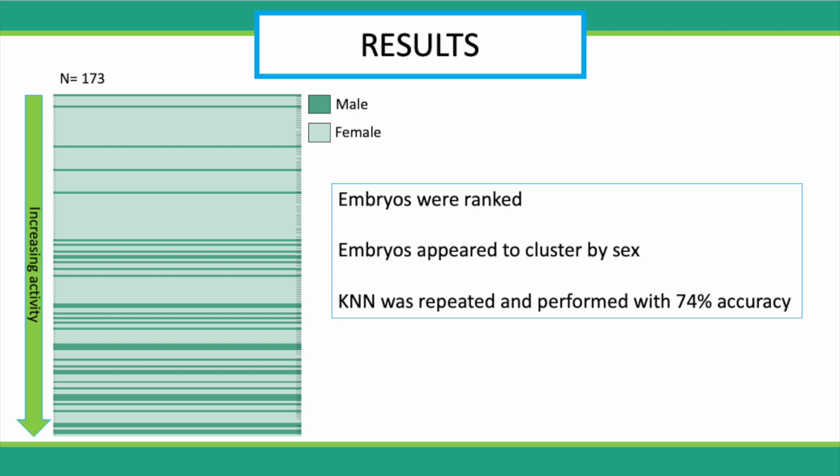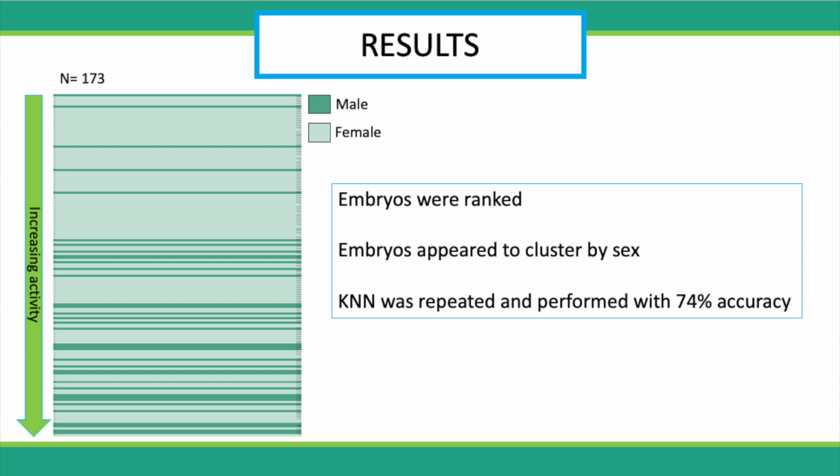Last, we want to repeat the k-nearest neighbors analysis on videos recorded on newer equipment. These videos were recorded on a 4K view microscope camera mounted into a trinocular port. The embryos were ranked from slowest to fastest. The light green represents the females, whereas the dark green represents the males.